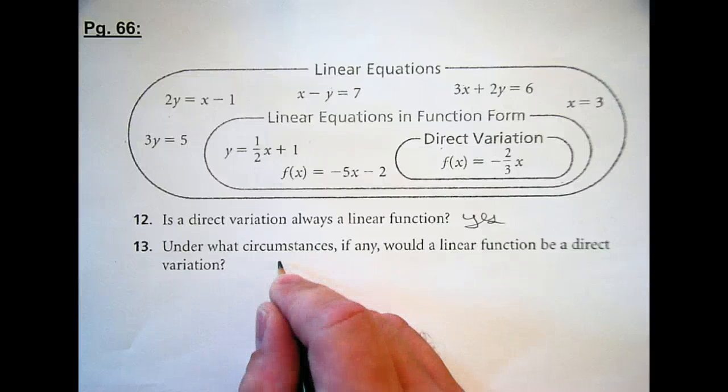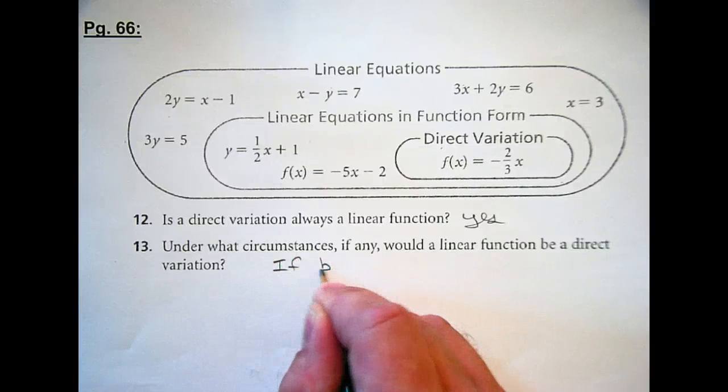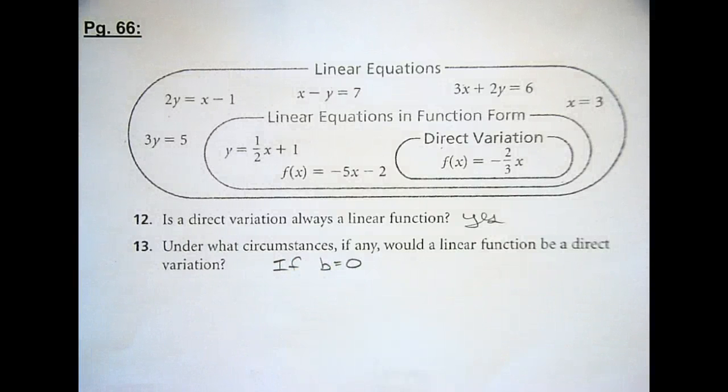Good. If b equals 0. That's the important thing. Please make sure it's if b equals 0. The answer is not saying if there is not a b term, or if there is no y-intercept. That's the most common test question I hear, and that answer.